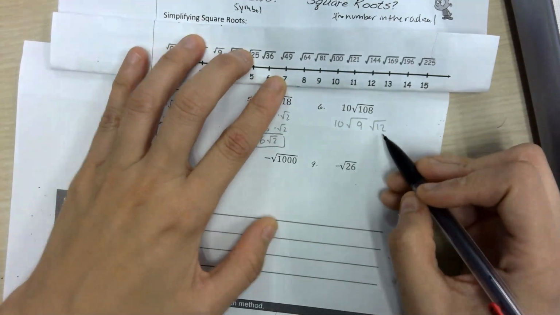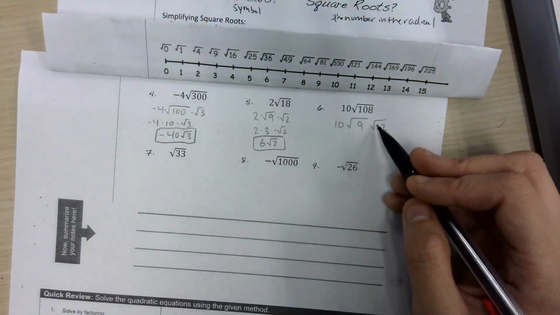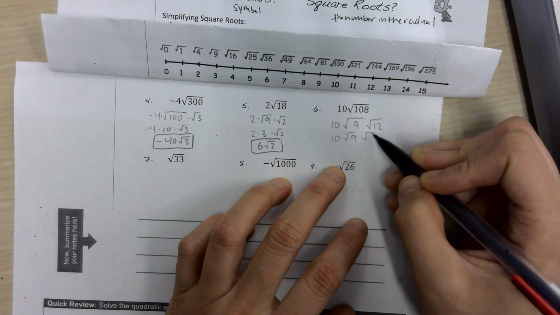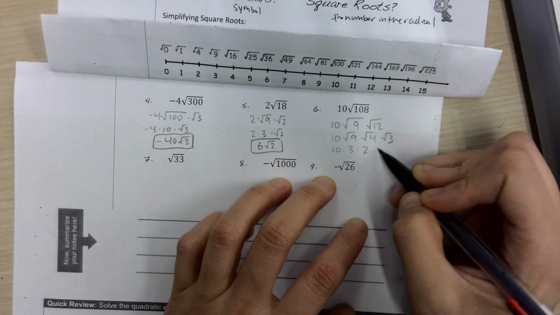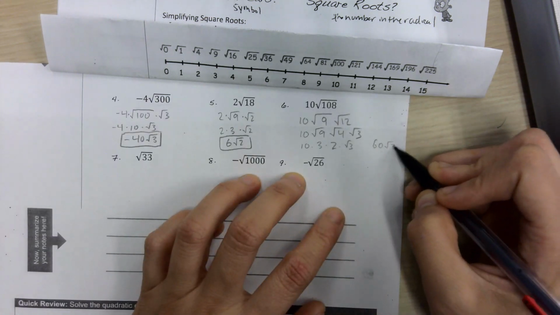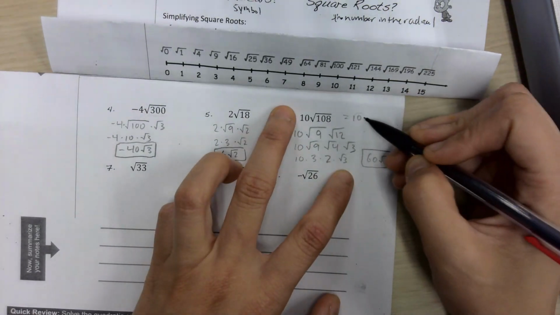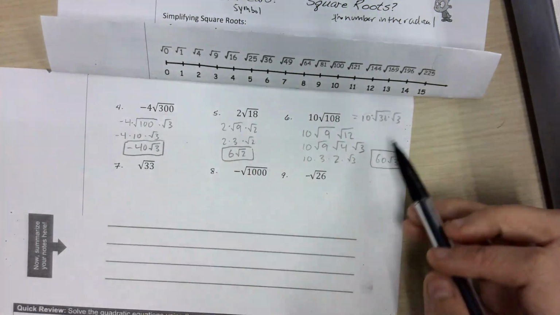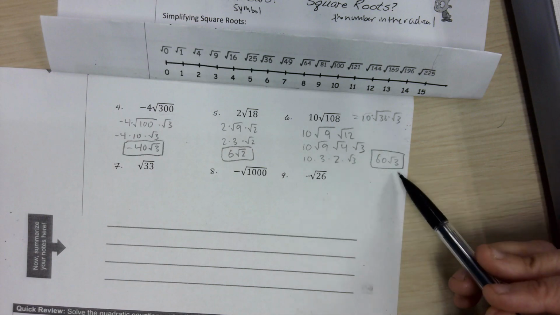But if we look, this can be divisible by even more. So I actually didn't pick the biggest factor. If we look here, 10, 9, 4, 3. So 10 times 3 times 2 times root 3. So 30 times 2 is 60 root 3. What I actually could have done here is 10 times 36, root 3. But I didn't see the 36 right away. I only saw the 9. But it still simplifies to the same thing.